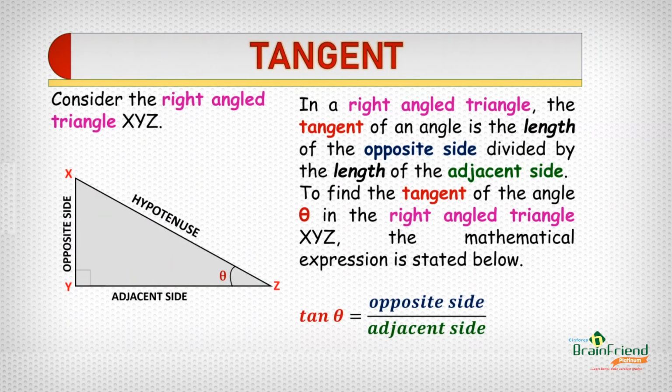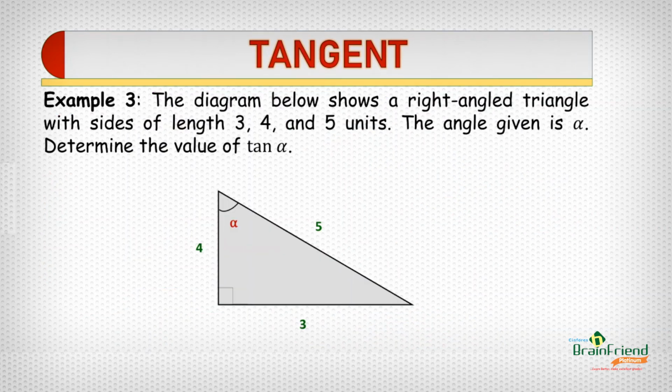And finally, we will look at tangents. Still looking at our right angle triangle XYZ, the tangent of an angle is the length of the opposite side divided by the length of the adjacent side. So to find the tangent of the angle theta in the right angle triangle XYZ, our mathematical expression is tan theta is equal to opposite side over adjacent side. Still on the same example, we will find the value of tan alpha.